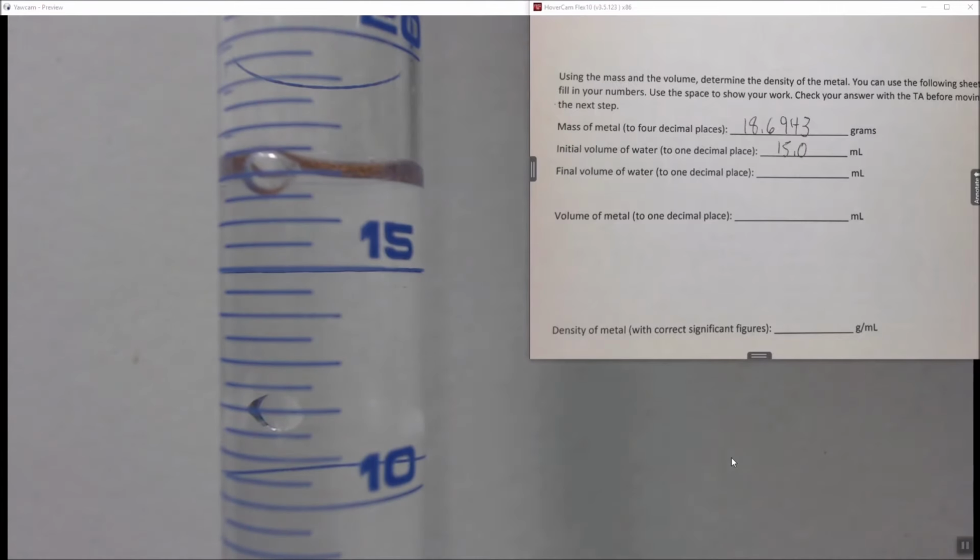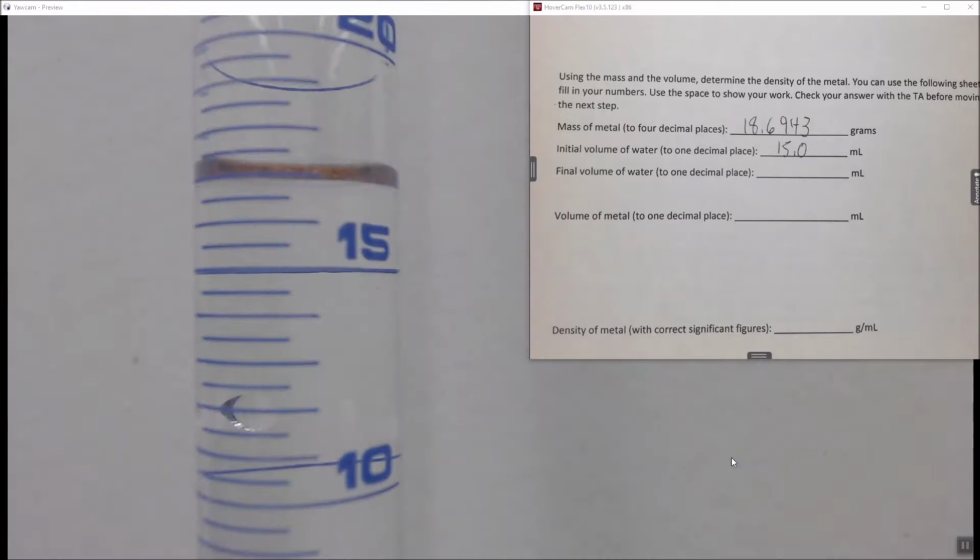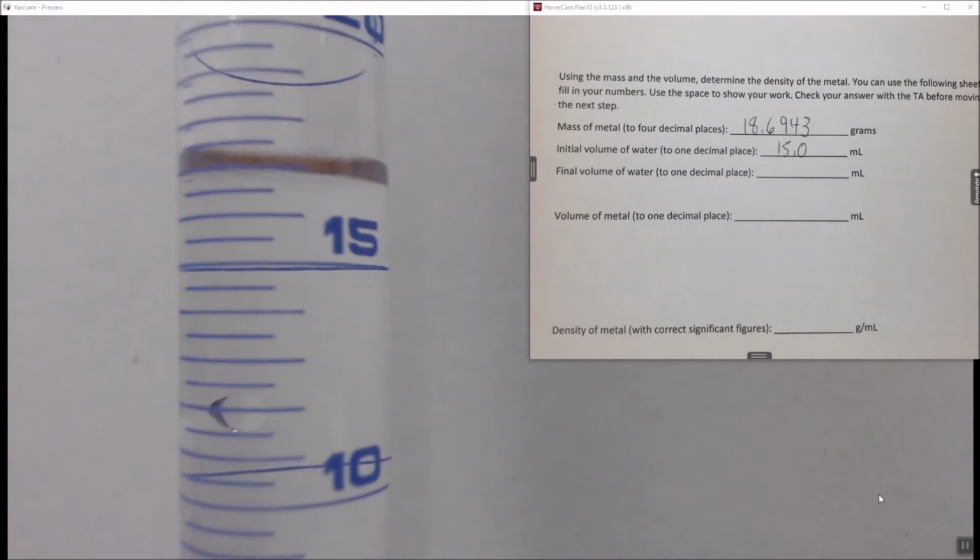So I'm going to give this a little tap, chase off the air bubble, and if I get down to eye level with my meniscus, you'll notice it is now reading 17.1 milliliters. So how did I get that at 17.1?